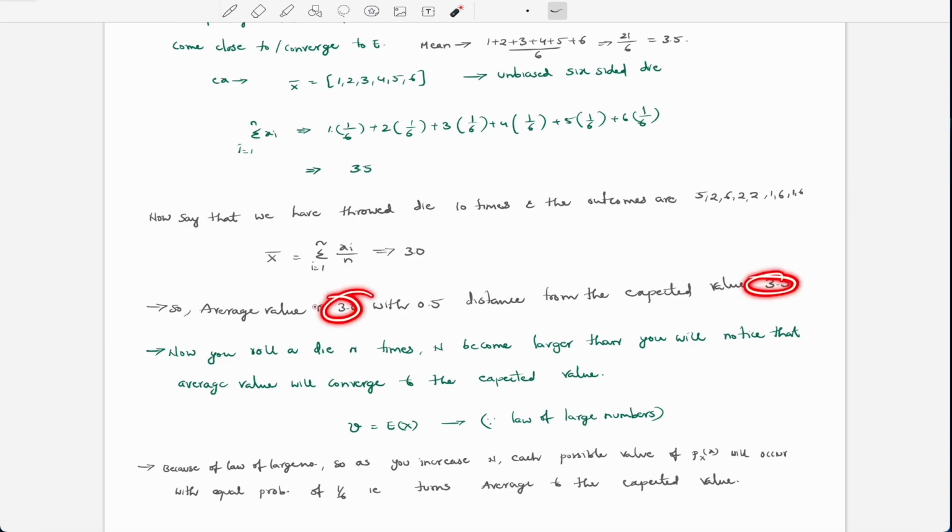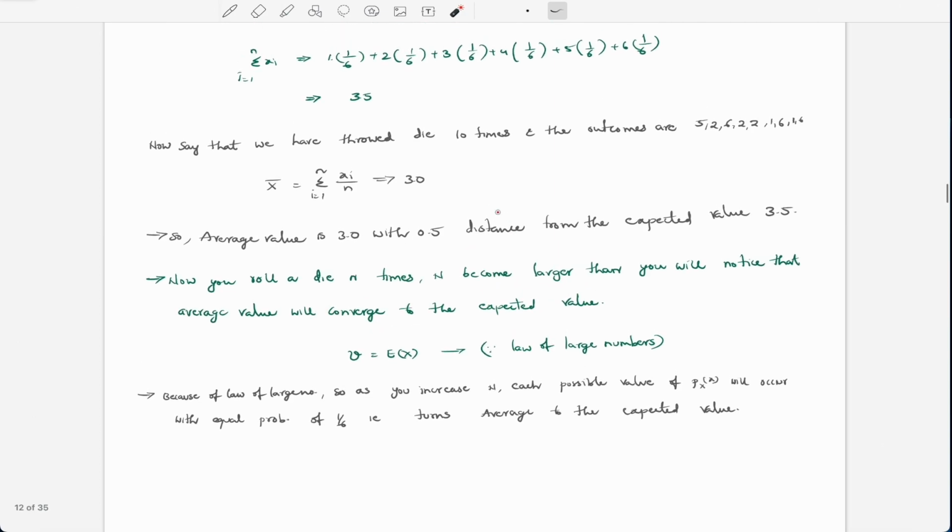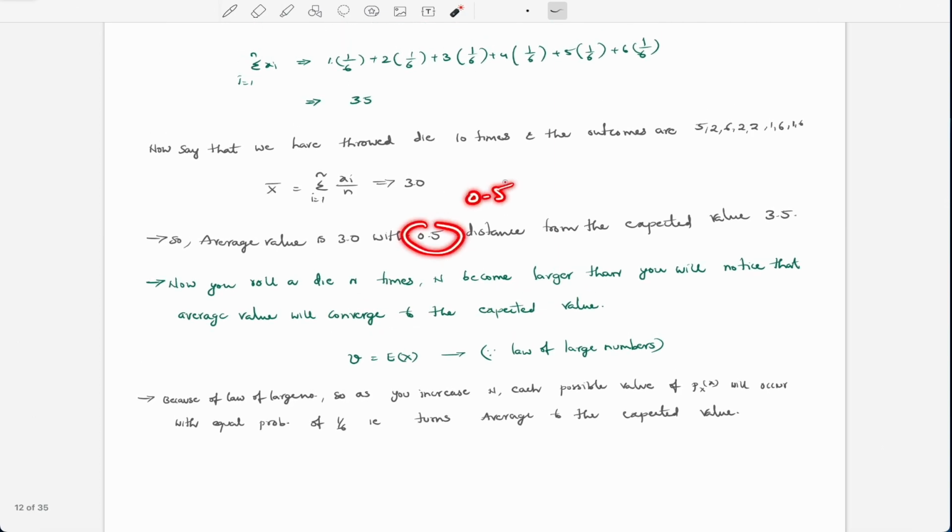The average value is 3.0 and the expected value is 3.5, so the difference is 0.5, right? Now you roll a die n number of times. If you roll a die n number of times, and n becomes larger, you will notice the average value will converge to the expected value. So here we have a 0.5 difference.